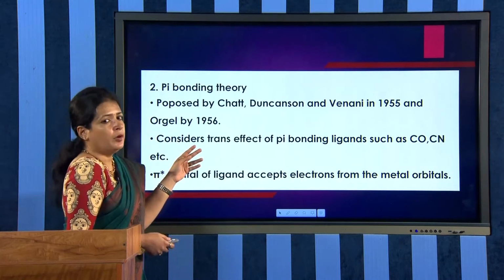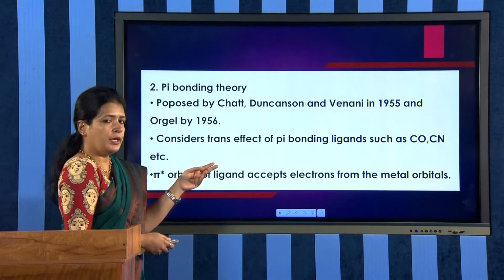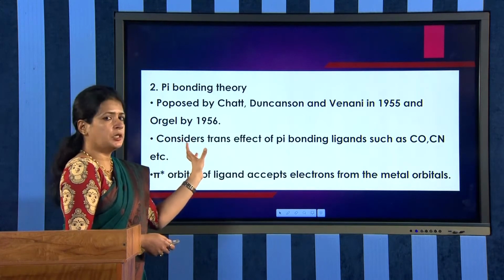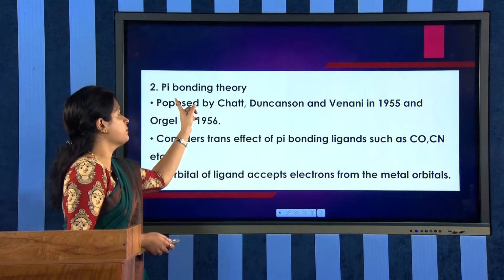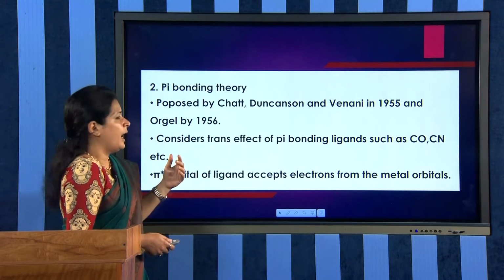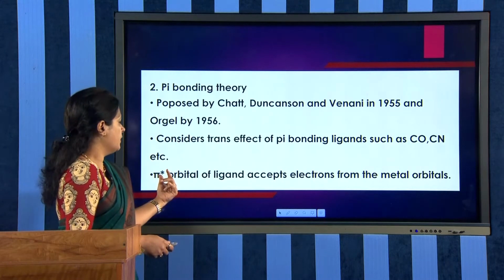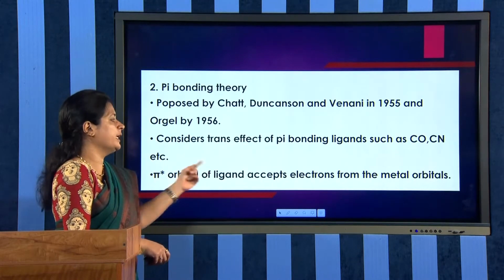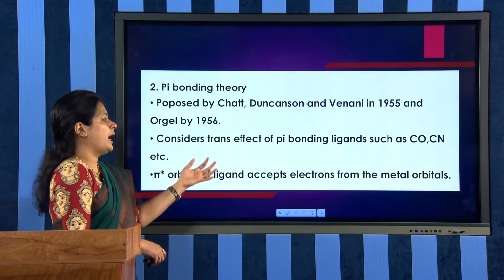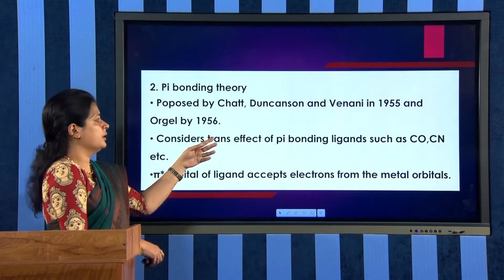This pi bonding theory considers the trans effect of pi bonding ligands. We know that pi bonding ligands are CO, CN, etc., and the trans directing property of these ligands is explained in the pi bonding theory. And what is the pi bonding theory all about? According to the pi bonding theory, we have the pi star orbital of the ligand. Pi star means the anti-bonding orbital of the ligand, which accepts electrons from the metal orbital, because it is a pi bonding ligand.